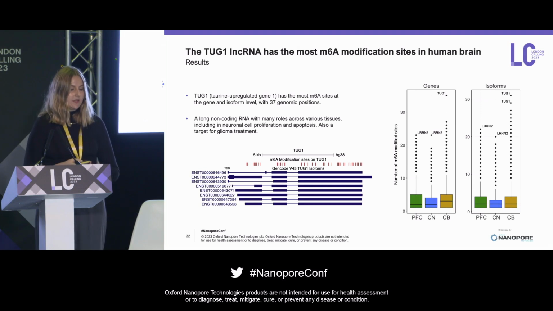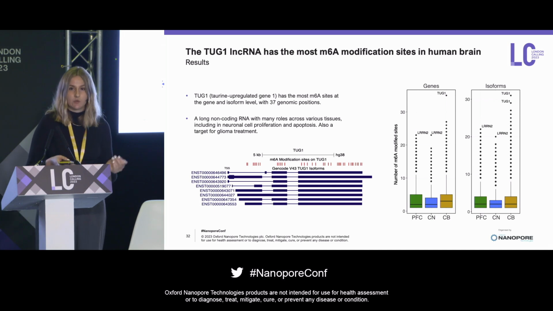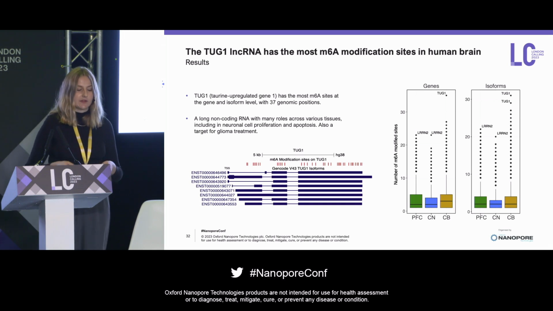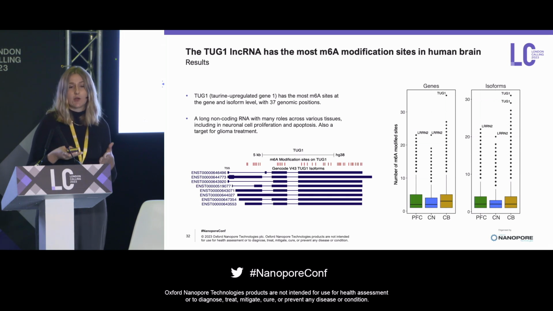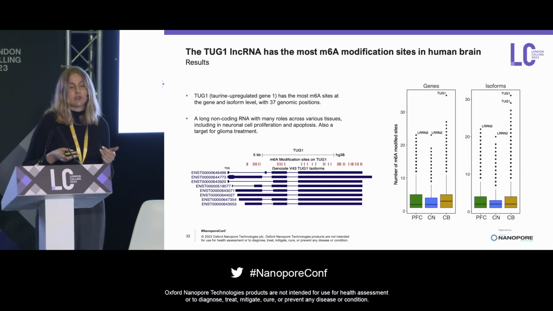We found that the TUG1 long non-coding RNA had the most M6A modification sites in our human brain data. So TUG1 is a lncRNA with many roles across various tissues, including in neuronal cell proliferation, apoptosis, and it's also a current therapeutic target for glioma treatment. Shown in red down the bottom here are the M6A sites along all the TUG1 isoforms. We can see there's actually 37 unique modifications here, which is in quite a contrast to the typical number of about 2 or 3 we observed per gene or isoform.